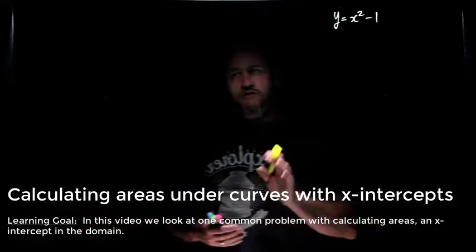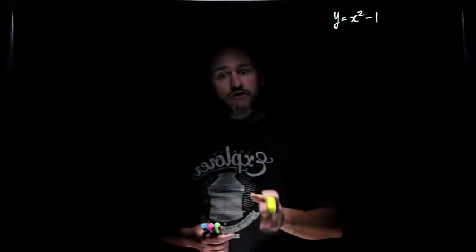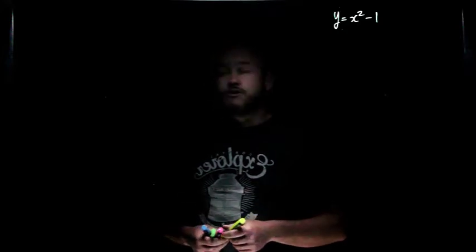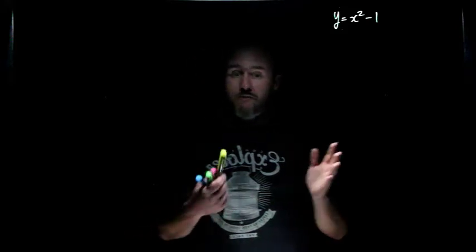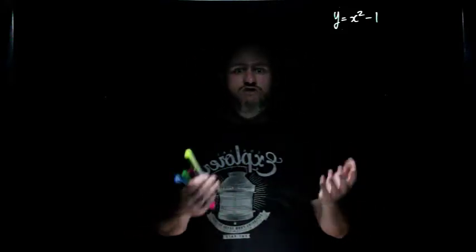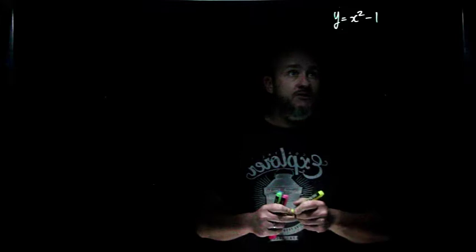Hi, and welcome to the second video on finding areas using integration or definite integration. So I've got a function here that I want to start with. I'm going to talk about some of the effects of crossing the x-axis. So here's a pretty simple one.